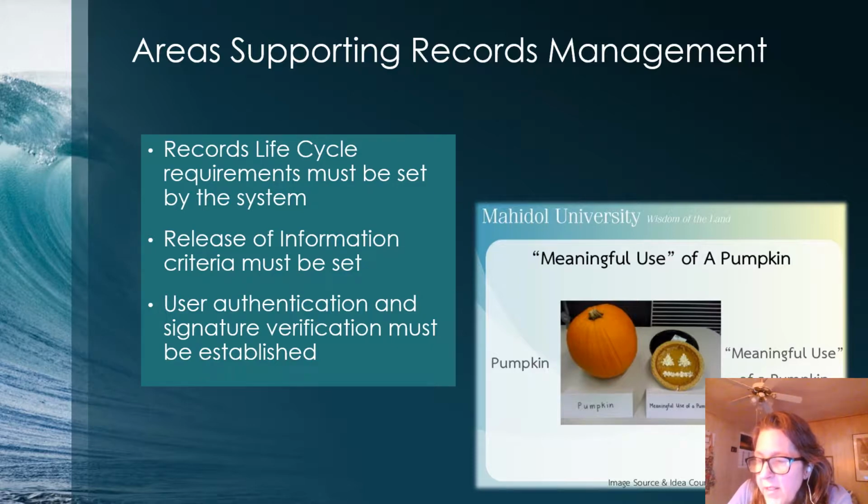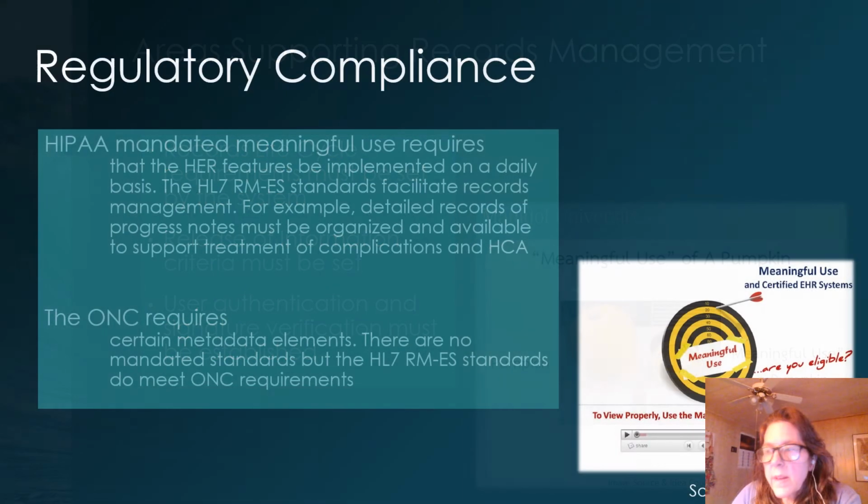Examples include release of information criteria, establishing standards to make sure that the release is made to proper persons and that the proper person is in possession of the information and is authorized to release it. There's also records retention coordination with regulations to make sure that the facility is in compliance with all of the legal requirements regarding that. So regulatory compliance is increasingly important to the implementation of the EHR in healthcare facilities.